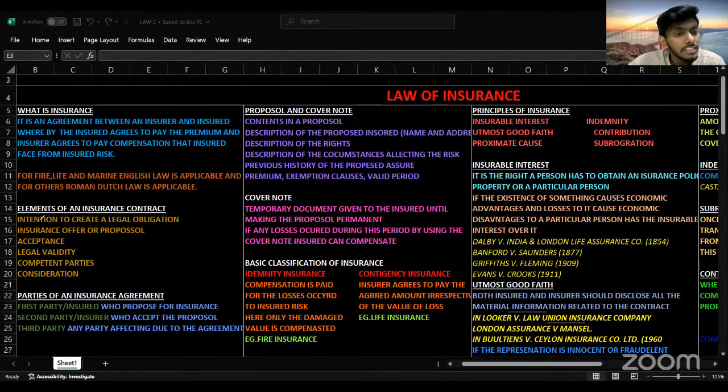So kids, what are the steps? First of all, intention to create a legal obligation. Next, insurance offer or proposal. Next is acceptance. Next is legal validity. Next is competent parties and consideration. If I explain this in a more familiar manner, these are the steps that should be followed in order to validate your insurance agreement, specifically mentioned as elements of an insurance contract.